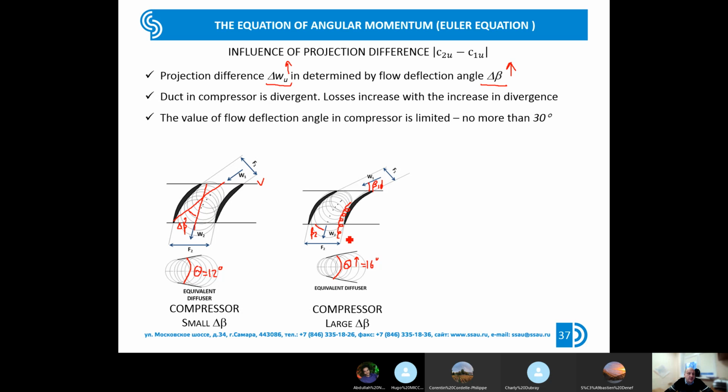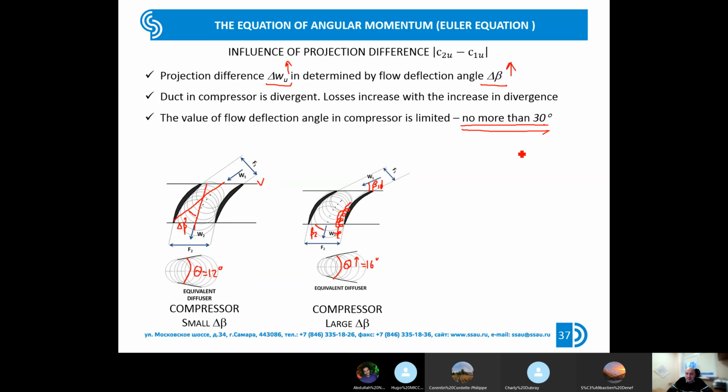So if the diffusion factor is very high, finally you receive separation from the suction side. That's why it is not a good idea to increase flow deviation, the flow turning angle, in the compressor, because it leads to separations and huge losses. That's why in the compressors these angles are limited.